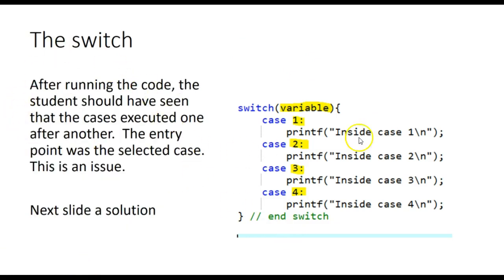Now, once you've run the code, you should have seen that at any entry point, say you entered with a 2, well, 3 and 4 also happened. If you entered a 1, all 4 cases happened. If you entered a 4, only case 4 happened. What would have happened if you entered a 5, 6, or 7? My answer would be nothing would happen. These would all be skipped, and I'd leave the switch.